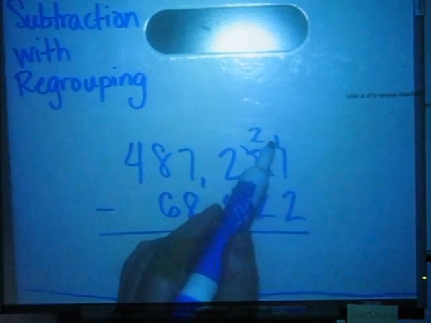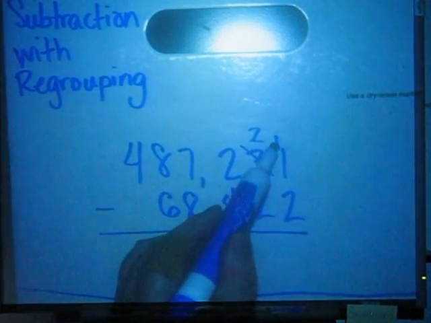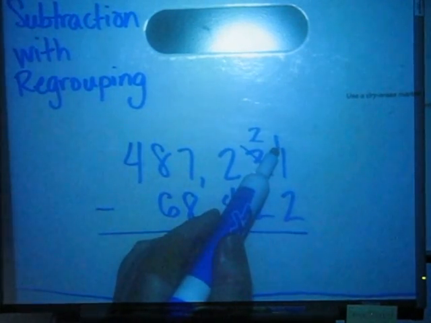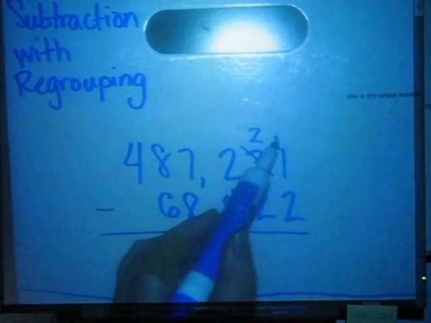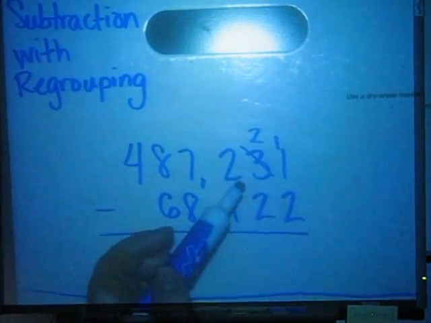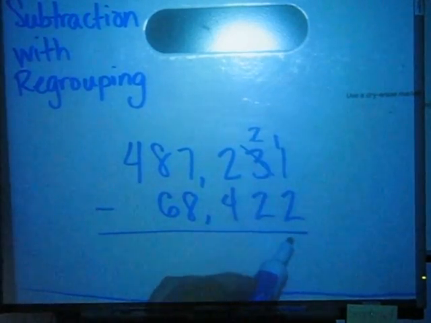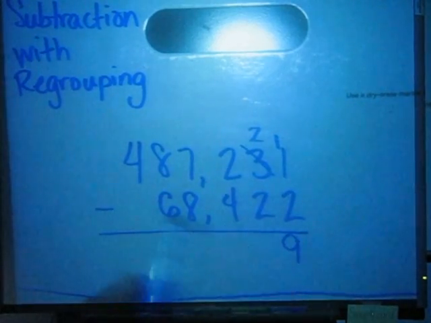Okay? Now this number does not become a 2. Instead, it is now an 11. Okay? So now we have an 11 minus 2. 11 minus 2 is 9.